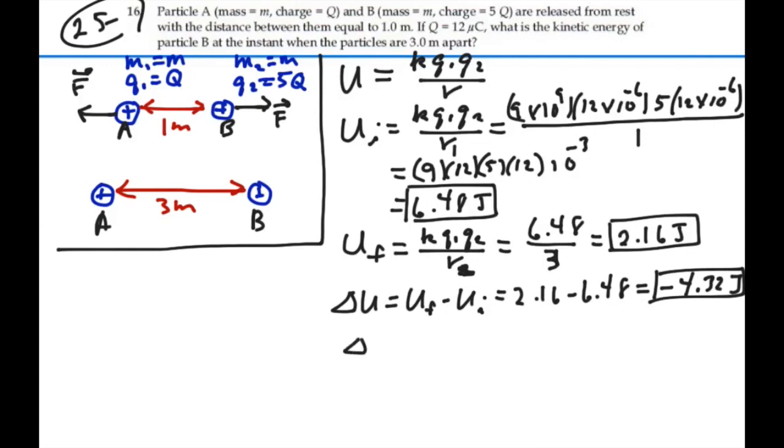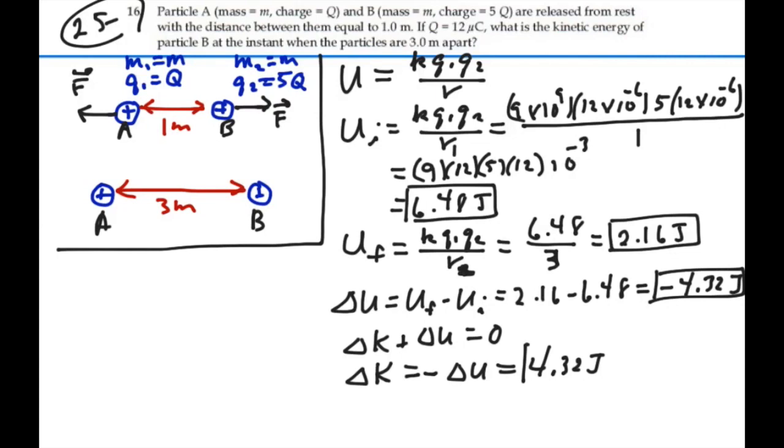We know that the change in kinetic energy plus the change in potential energy should equal 0. So our change in kinetic energy is going to equal the negative change in potential energy, and that's going to be equal to a positive 4.32 joules. So that is going to be the change in kinetic energy of the whole system as we go from our initial to our final. But what does this mean for the kinetic energy of particle B?